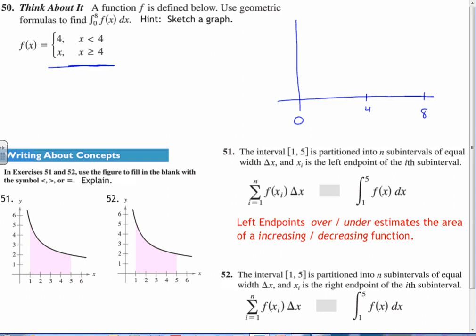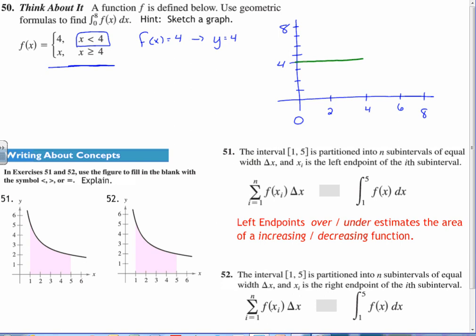So let's give ourselves a few spots on the x-axis. So I just counted by 2's. From 0 to 4, our f of x is equal to 4. Well, that's a horizontal line. That really means y is equal to 4. So 1, 2, 3, 4. And go ahead and take this on up to 8. That's where we're going to have to max out. This first function, up to the value of 4, we have just a horizontal line, height of 4.